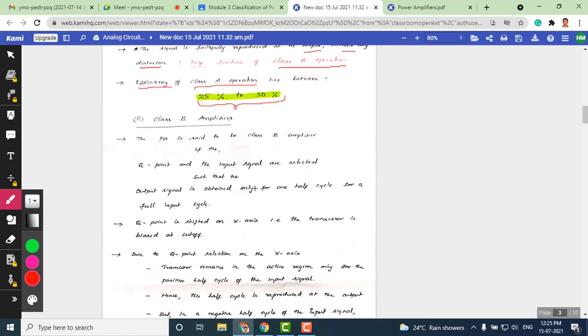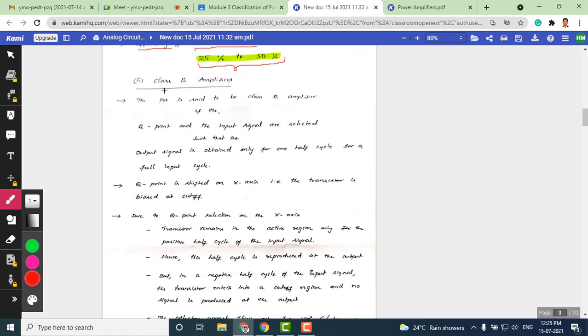Let's move on to the second type of amplifier, which is called a class B amplifier. There is a small difference between class A and class B. You can easily find that out from the definition. The power amplifier is said to be a class B amplifier if the Q point and the input signal are selected such that the output signal is obtained only for one-half of the cycle for the full input cycle. Understand this? Sometimes the definition leads to confusion. Later on we will show how this definition connects with the operation of the class B amplifier.